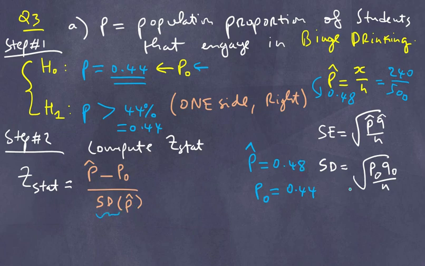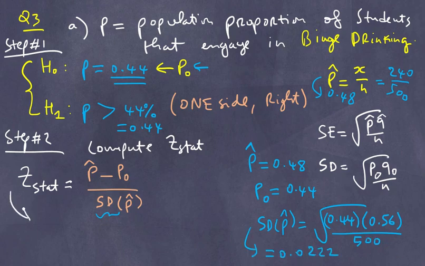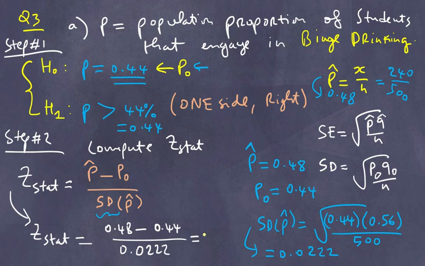The standard deviation of p hat is the root of p0, 0.44, times q0, 1 minus 0.44, that's 0.56, divided by n, 500. And so the Z stat is p hat 0.48 minus 0.44 divided by 0.0222, which is 1.802. Z stat is 1.802.